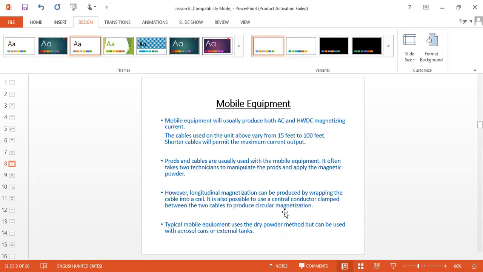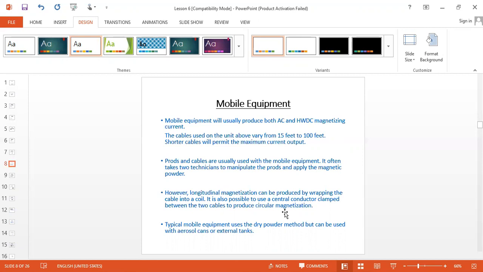Now, mobile equipment usually produces both AC and HWDC magnetizing current. So there is a facility of AC and HWDC magnetization current as well. The cable used around the unit above varies from 15 feet to 100 feet. A shorter cable will permit the maximum current output, because we know if the length is increased, the resistance to current will be increased and definitely the magnetic field will be reduced. So prods and cables are usually used with mobile equipment.